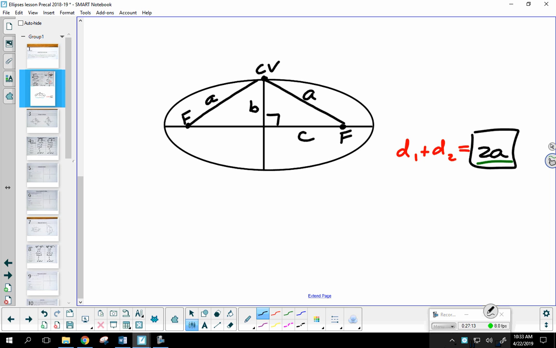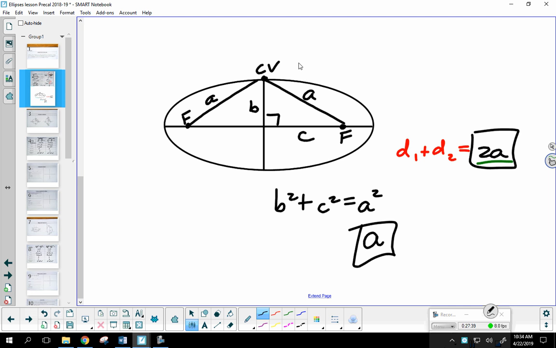And look at the right triangle that's created. B and C are your legs, while A is the hypotenuse. It's one of those distances we connected to a focal point. So that's why we have the relationship that B squared plus C squared equals A squared. For an ellipse, A is always going to be the biggest distance. Okay. Any questions?